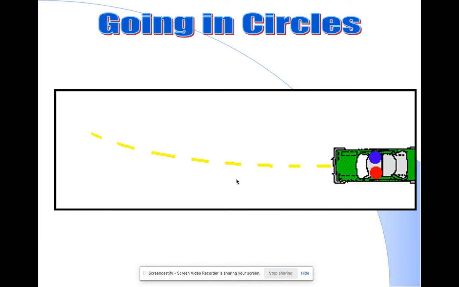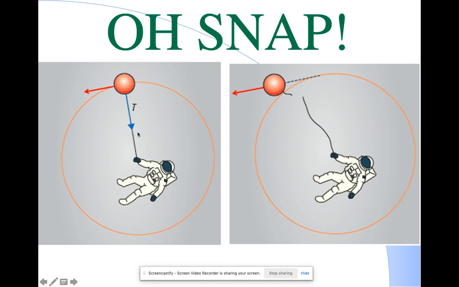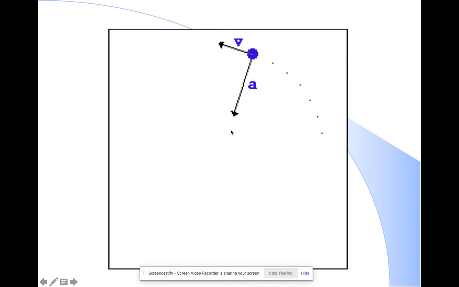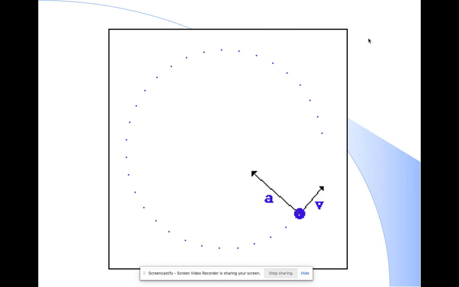All right. Oh, snap. Well, again, if we have tension and you were in outer space and you were spinning a ball around yourself and that rope snapped, the ball will always leave at a right angle. It's very important. So here's our little picture of a diagram, the vectors in circular motion. What do you notice? Take a second there.